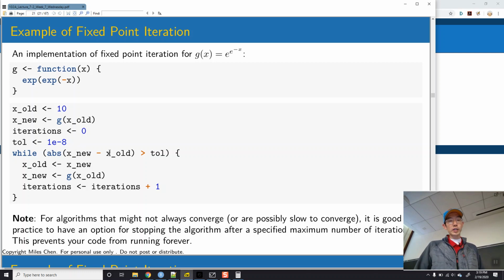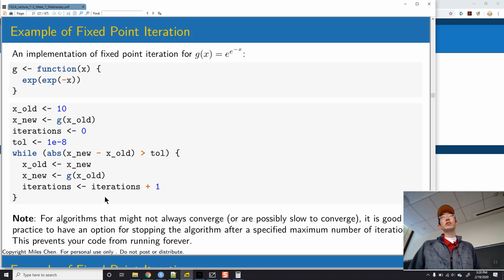Basically, I have a while loop that says, as long as the new value minus the old value is greater than some tolerance level, keep doing this. The steps are: take the new value and set that to be the old value, apply the function to the old value, and whatever you get, we call that the new value.